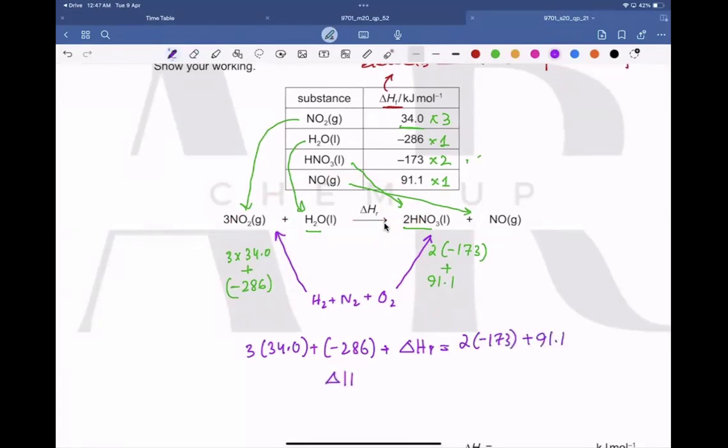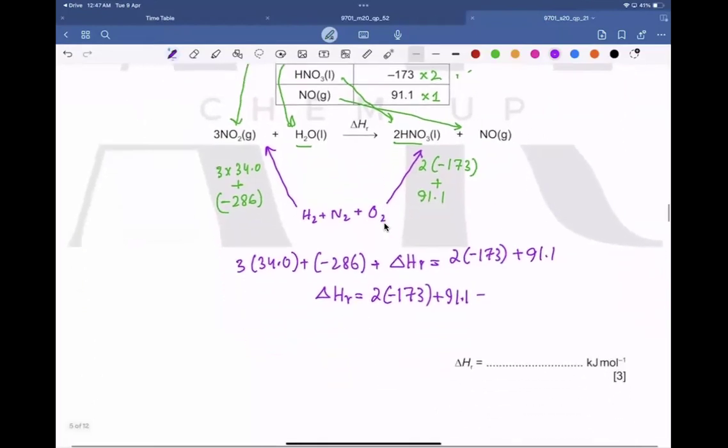If I keep delta HR on one side and move all of the values to the other side, the expression would be like this: minus 3 times 34.0, and minus plus makes it minus as well. So minus 286. So can anyone solve and confirm it?